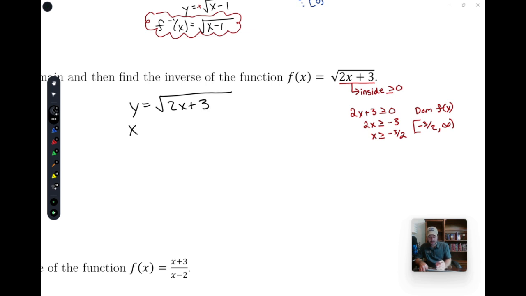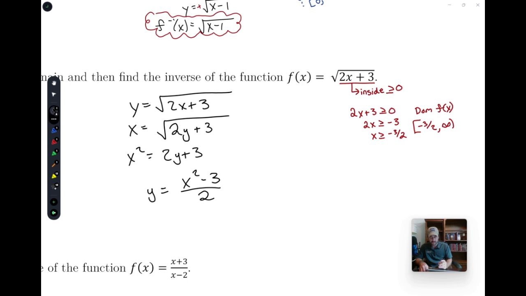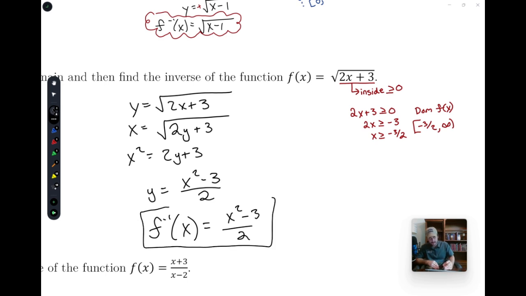So we're going to switch x and y. We're going to solve for y. So square both sides, x squared equals 2y plus 3. Then we're going to subtract 3 and divide by 2 to get y by itself. And that is f invert of x equals (x squared minus 3) over 2. Where the range is negative 3 over 2 to infinity.